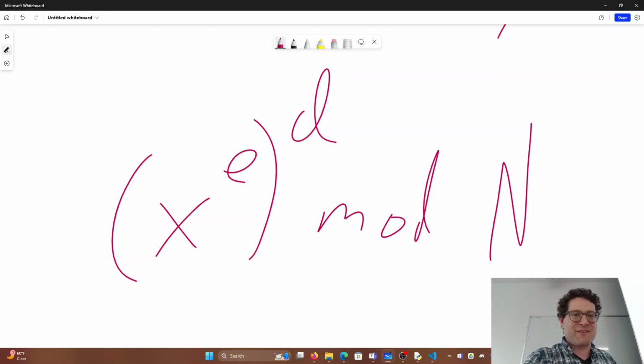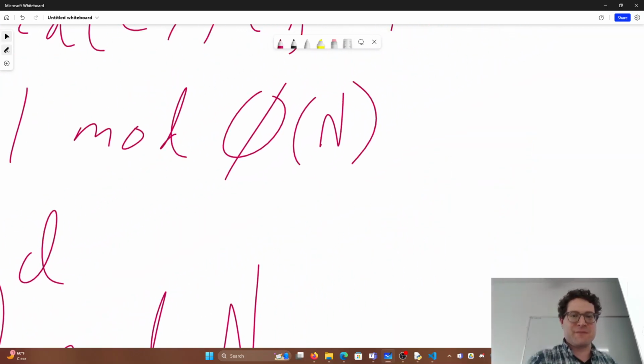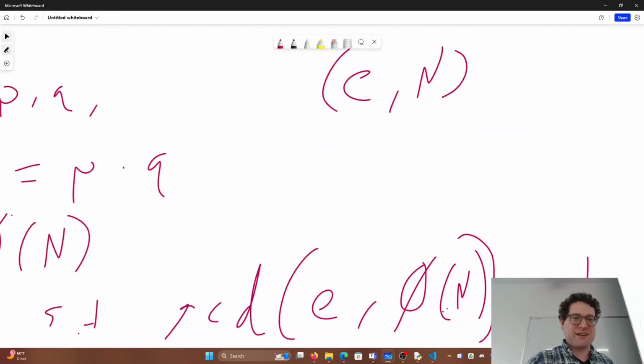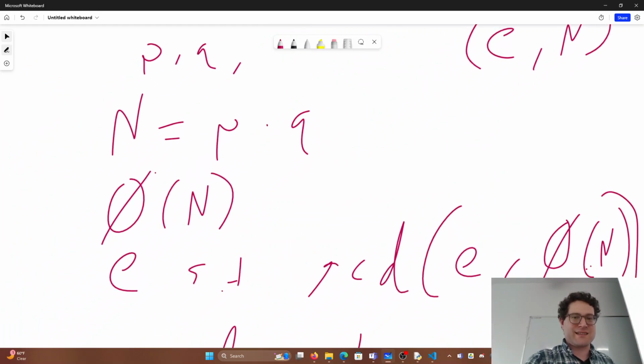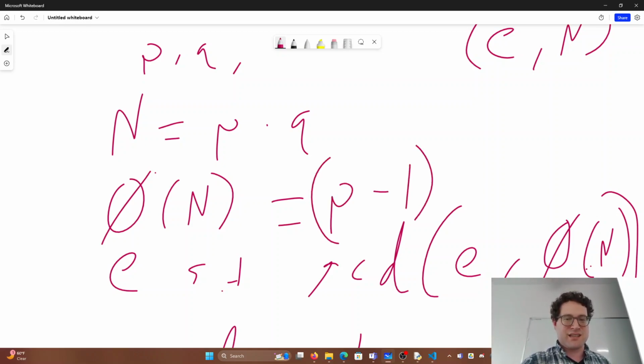Okay, so let's go and fill in some blanks. First off, let's make this a lot easier for us. Calculating that totient is annoying. Fortunately, there's a nice and clean way to calculate this particular totient: it's just (p minus 1) times (q minus 1).